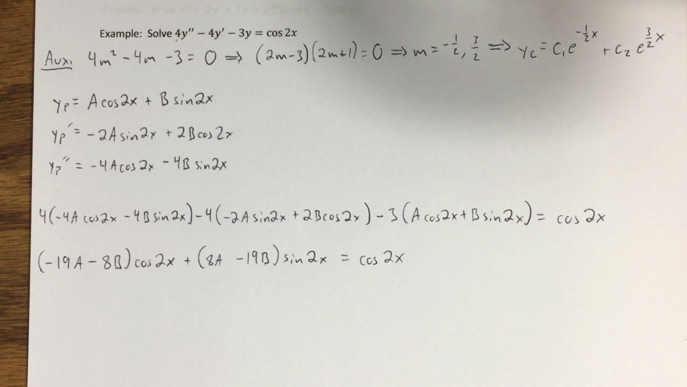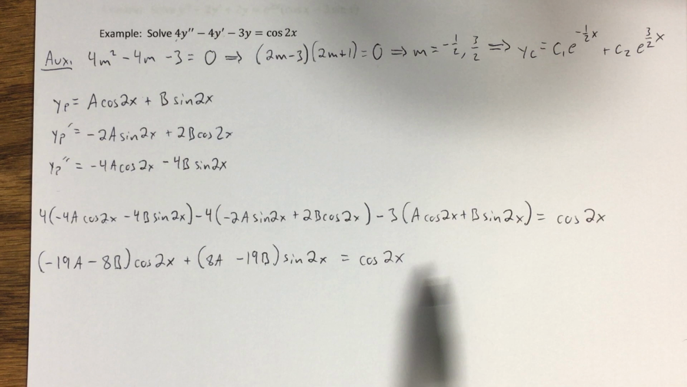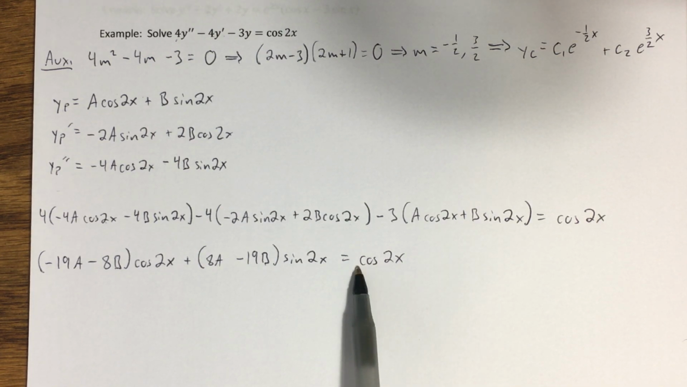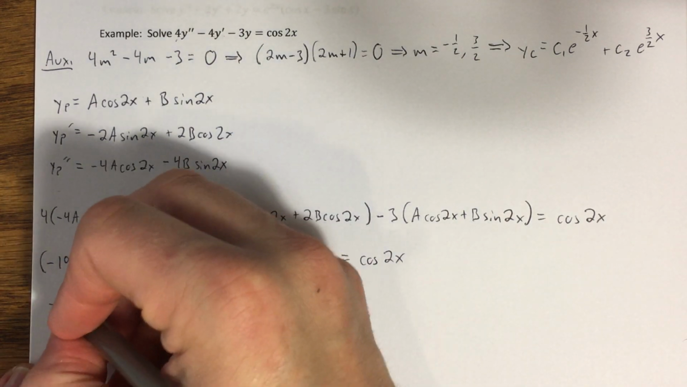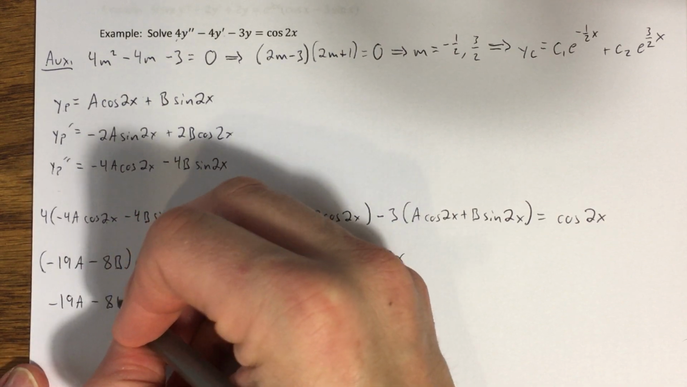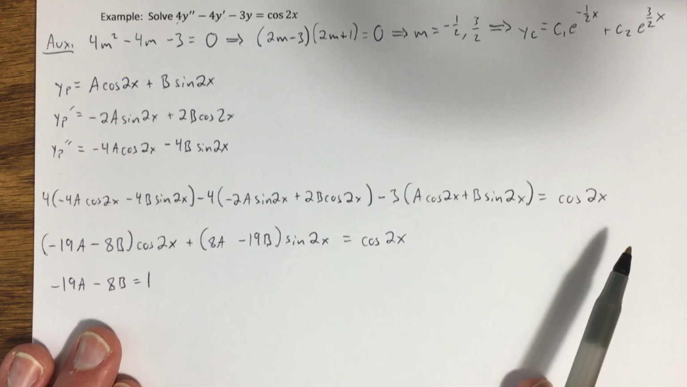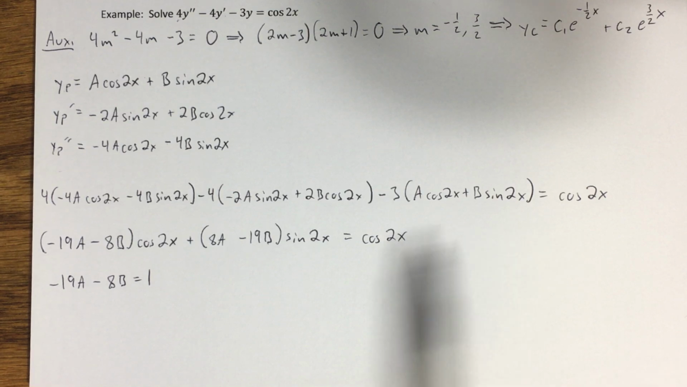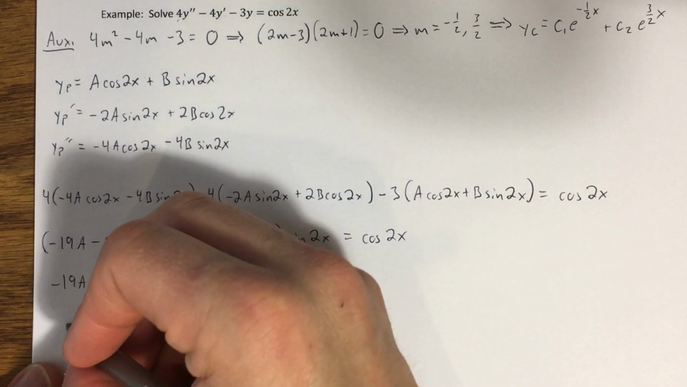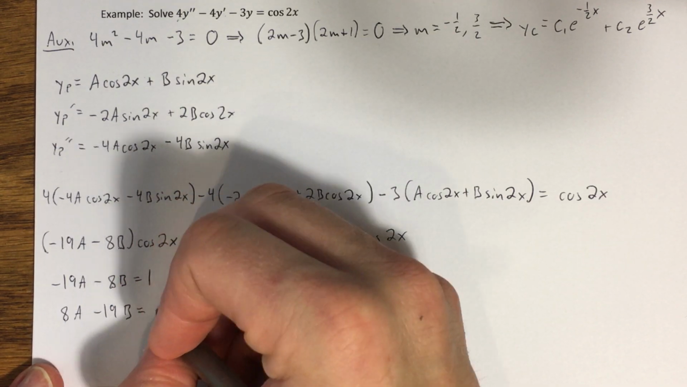Once again, what does that tell me? Well, compare the coefficients on my cosine and my sine here to what they would correspond to on the left-hand side. The coefficient on this cosine of 2x is a 1. So that means I can set this coefficient equal to that 1. Negative 19a minus 8b equals 1. We don't see a sine of 2x showing up on the right-hand side, so I interpret that as plus 0 sine of 2x, which means I can set this coefficient equal to 0. 8a minus 19b equals 0.